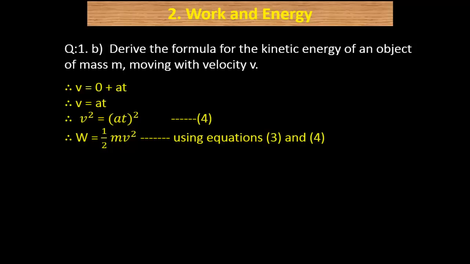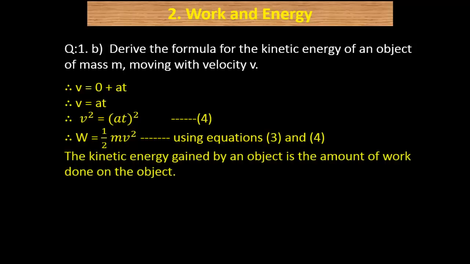Using equation 3 and 4, the kinetic energy gained by an object is the amount of work done on the object. Therefore, Ke, kinetic energy, is equal to W. Therefore, Ke is equal to half mv square.